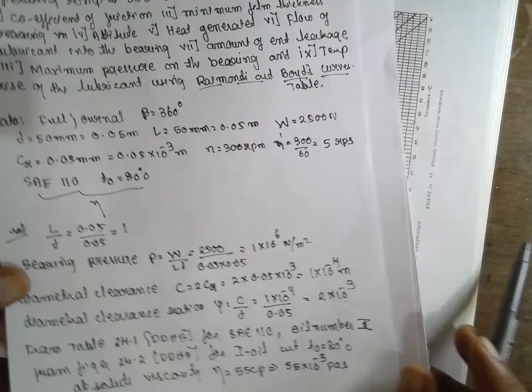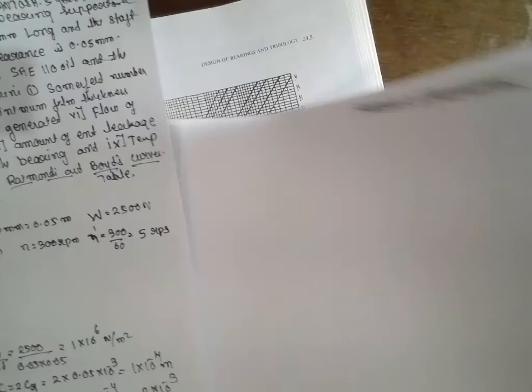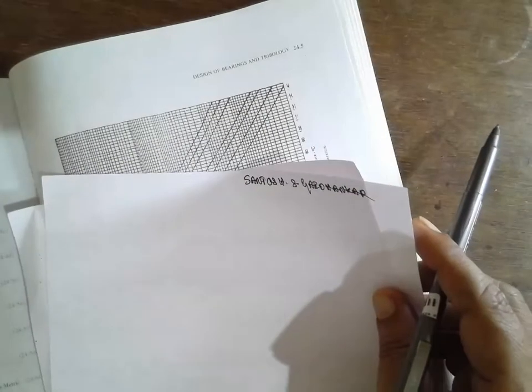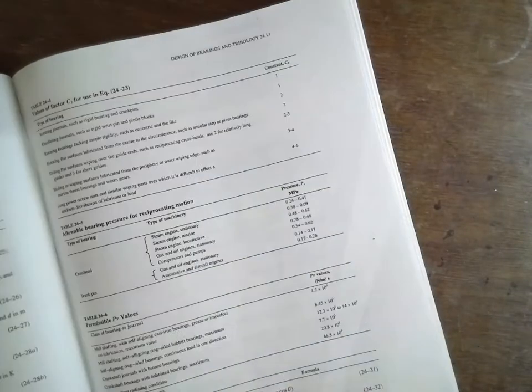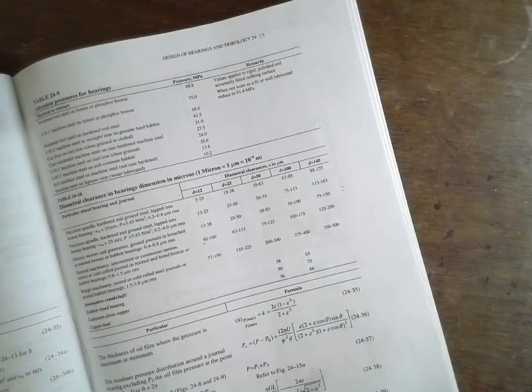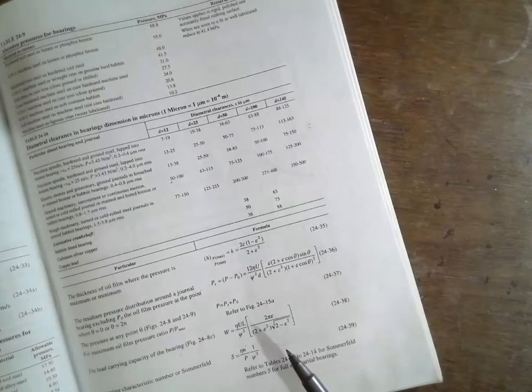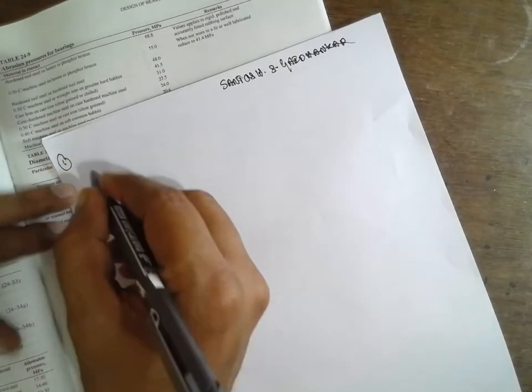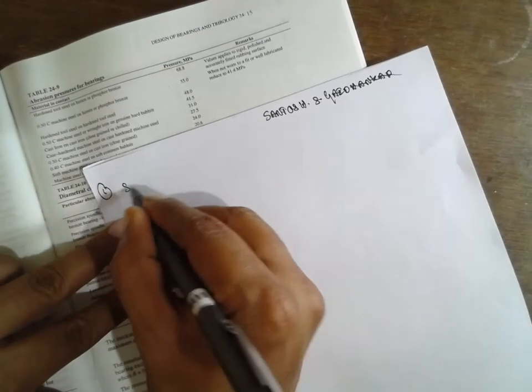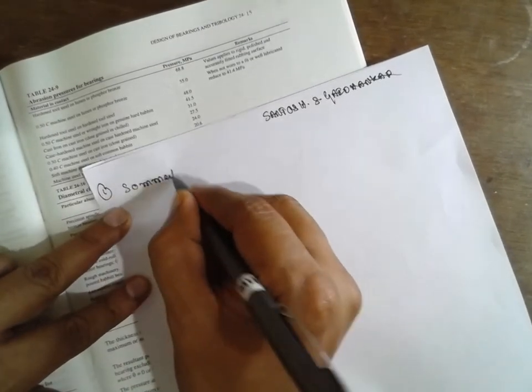The next step is finding the Sommerfeld number. First, we have to find the Sommerfeld number. This is the formula for the Sommerfeld number. S is equal to eta n dash p, 1 by psi square.